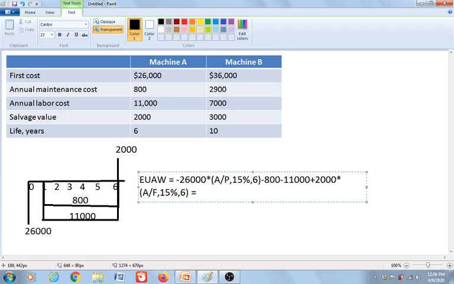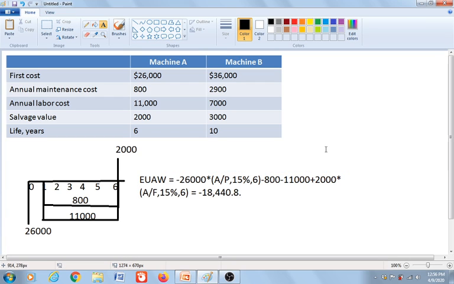And if you look up the table, the final value that you will get is minus 18,440.8. So that's the annual worth for machine A. So now we need to calculate the annual worth for machine B. So I will draw the cash flow diagram for machine B.